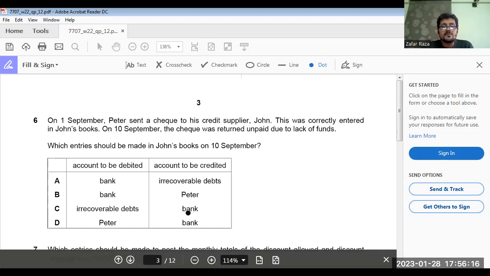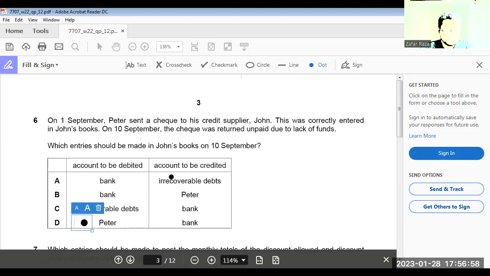Okay. In this case, on 1st September, Peter sent a check. Now we have to talk about John. We are going to record whatever entry they have asked for John, not for Peter. One thing: John is the seller. Getting my point clear? If John is selling goods and John is receiving a check from Peter, and that check is bounced back, John will record debit customer and credit bank. So D option should be the answer.